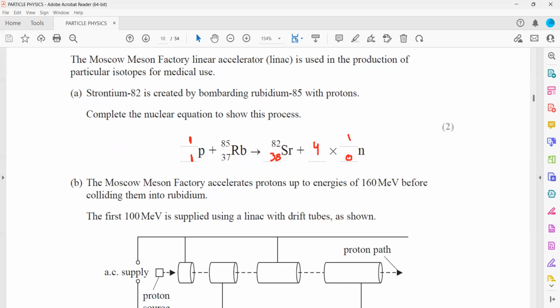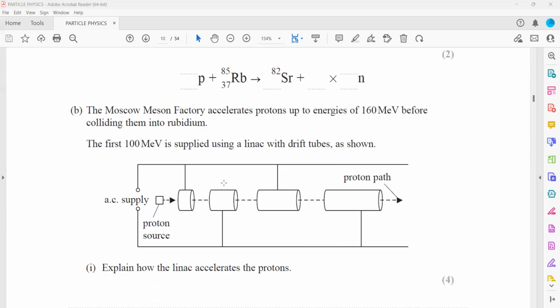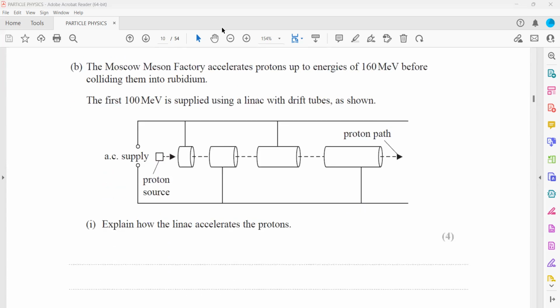So the Moscow Meson Factory accelerates the proton up to an energy of 160 mega electron volt. Before these protons come out, they have the energy of about 160 mega electron volt before they collide with the rubidium. The first 100 mega electron volt is supplied using a LINAC with a drift tube, as shown. Explain how a LINAC accelerates the proton. A 4-mark question, you have to explain the working of a LINAC, or a linear particle accelerator. So what are the points for a linear particle accelerator?